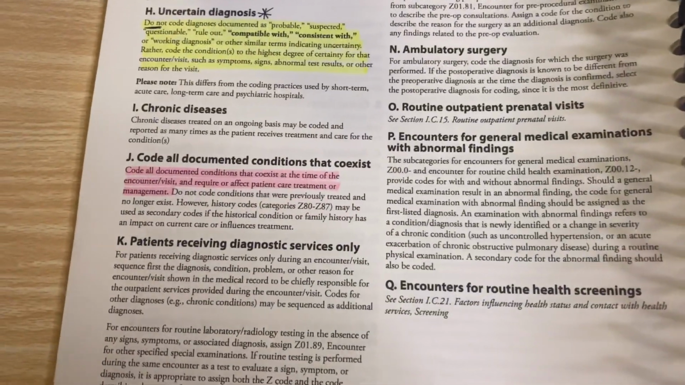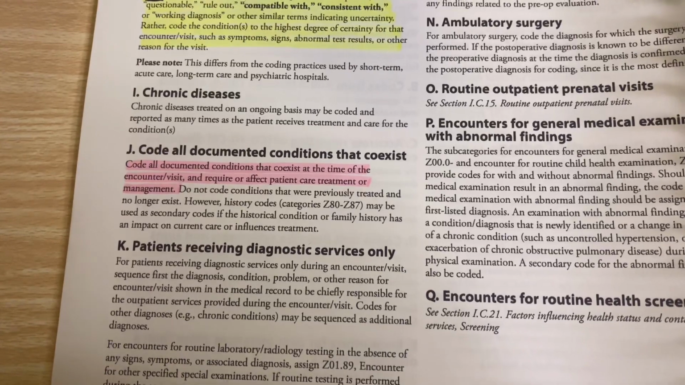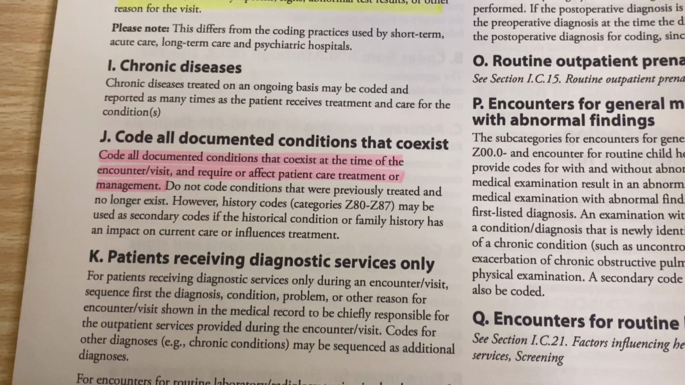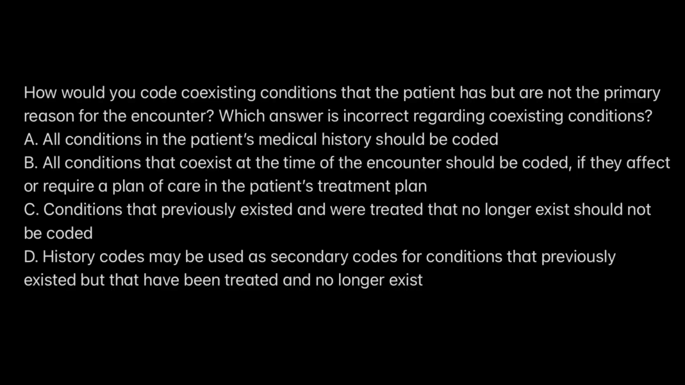Looking at letter J, code all documented conditions that coexist. It says code all documented conditions that coexist at the time of the encounter or visit and require or affect patient care, treatment, or management. Do not code conditions that were previously treated and no longer exist. However, history codes may be used as secondary codes if the historical condition or family history has an impact on current care or influences treatment.